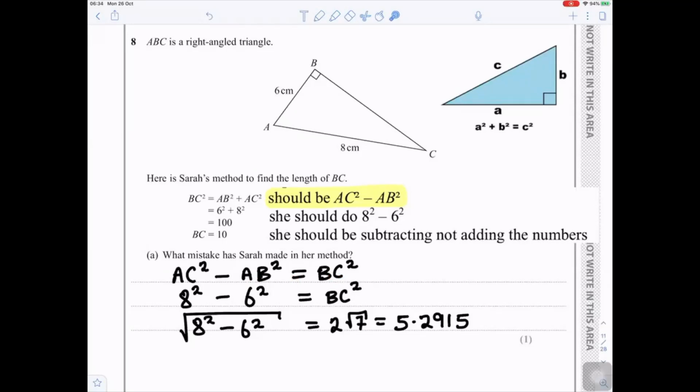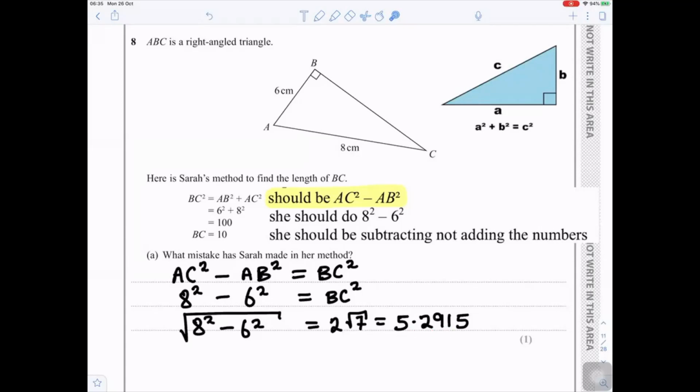So AC is a hypotenuse, the longest side, and that's the one opposite 90 degrees. So AC squared is 8 squared, the longest side, minus 6 squared, AB, and that should be equal to BC squared. And to get BC, you square root of that, that will give you 2 root 7, which is 5.2915.